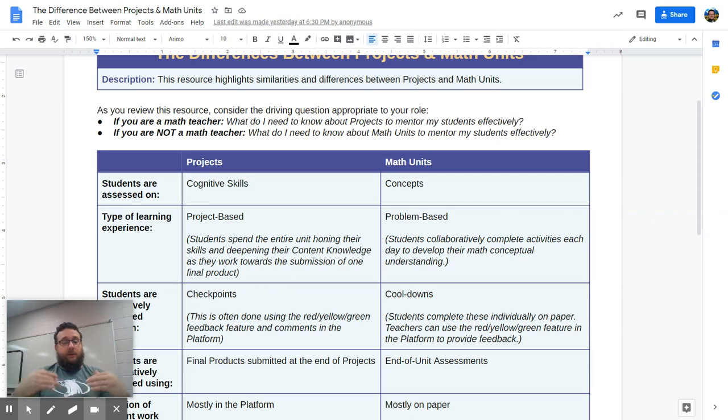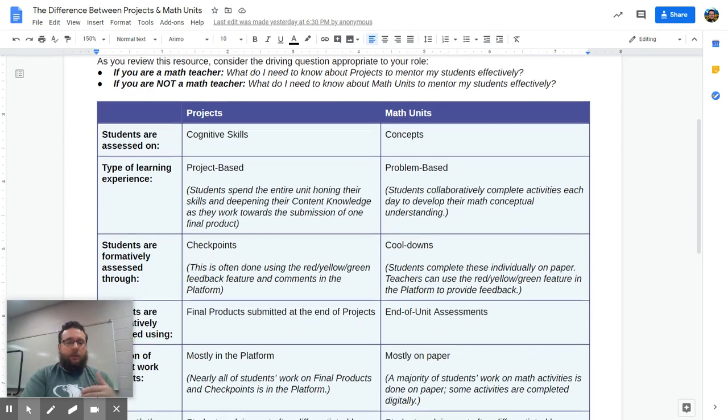And in projects, the actual milestones that you would have to show how much you're making progress towards your final goal are called checkpoints. And we also use a red, yellow, and green color feedback system to tell students how they're doing in each of these checkpoints in order to give them an idea of where they're tracking towards their final product. Meanwhile, in math units, there's a cool down where students get an actual quiz-like problem that they have to face based on the field of the activities that they have recently done. And the student will then also receive color-based feedback on the platform to illustrate how much they have achieved.